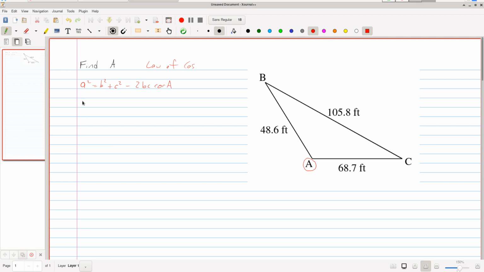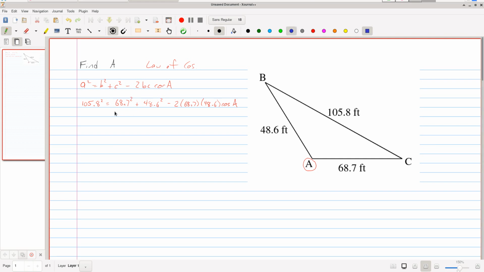Little a, that's the side across from A, is 105.8 squared. Little b is the side that's across from angle B, so that's 68.7, and that's squared. C is the side that's across from angle C, so that's 48.6, and that's squared. Minus 2 times b, which again is 68.7, times c, which is 48.6, times cosine angle A, and we don't know angle A, so I'm just going to leave it here as the letter A.